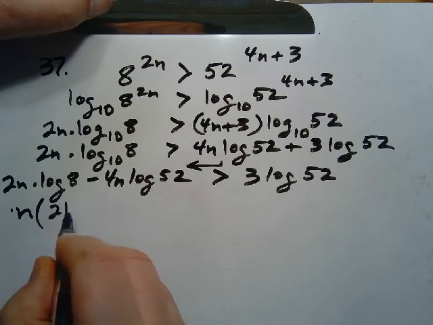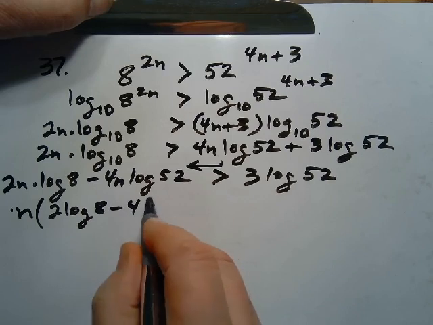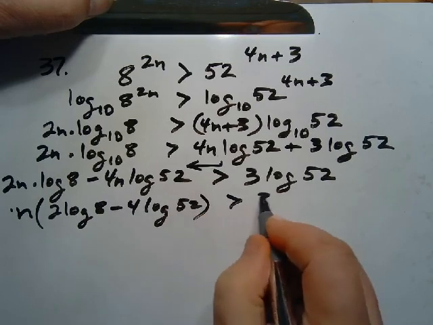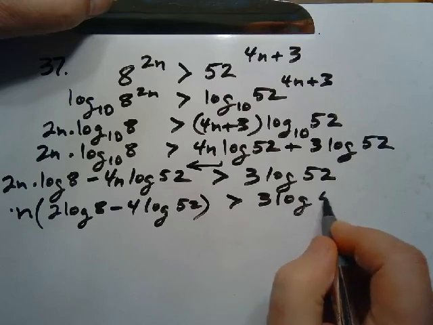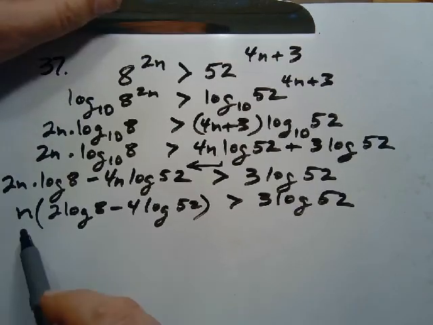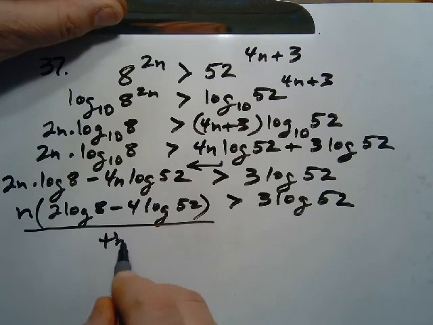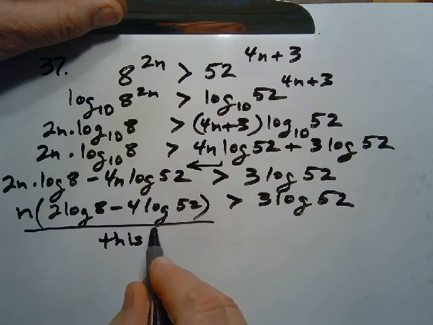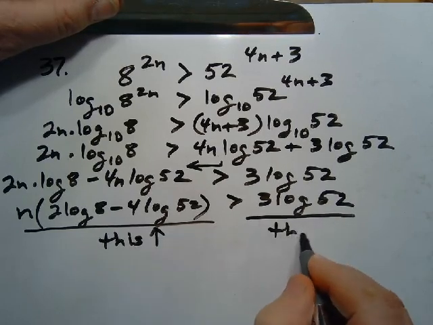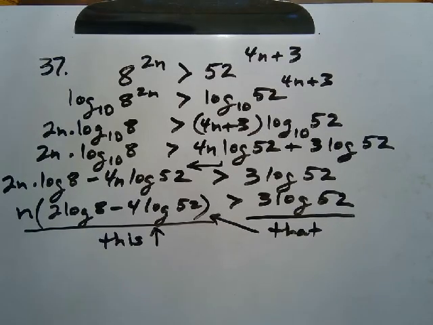That leaves us with 2 log base 10 of 8 minus 4 log base 10 of 52, and that's greater than 3 log 52. All right, now n is almost alone. I just have to divide both sides by this, and I'm going to use an abbreviation and an arrow. I'm going to divide both sides by this thing. Divide by this, divide by that. That way I don't have to write it again.